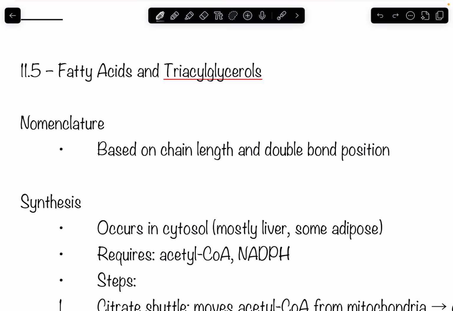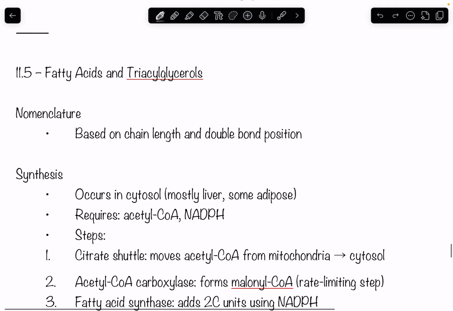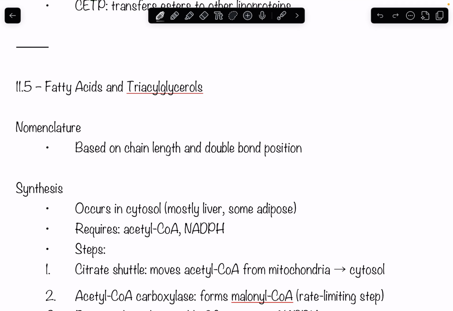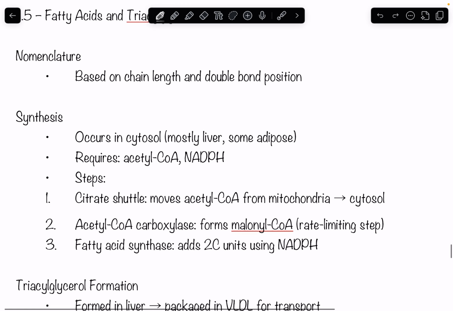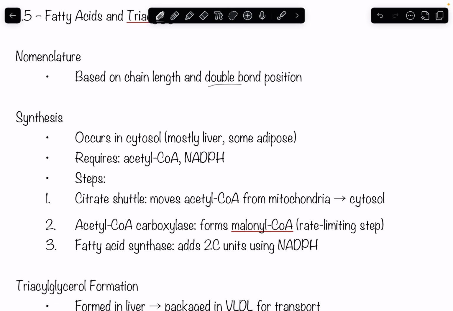So let's go over nomenclature first. It's based on the chain length and the double bond position. Okay, so one thing, right? This is pretty cool, I guess. When you hear omega-3 fatty acids, omega-3 is going to tell you the double bond is on carbon 3. So that's just one of the ways that we can name the double bond position. And then you can have different omega types of fat, and so on and so on, all right?